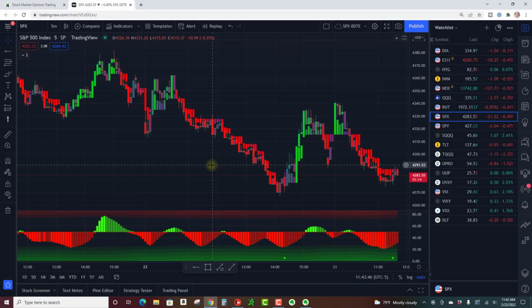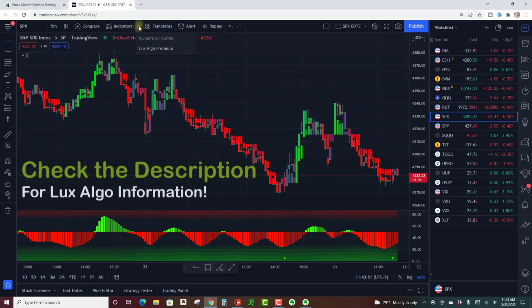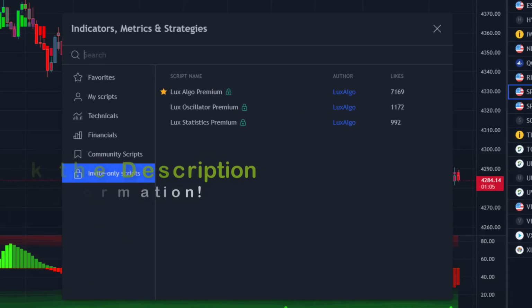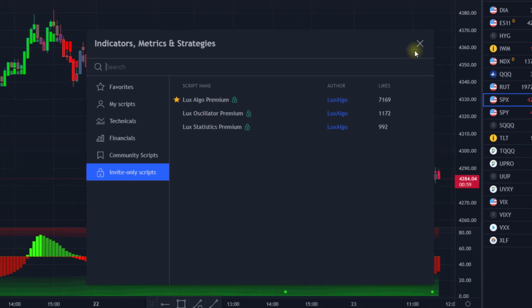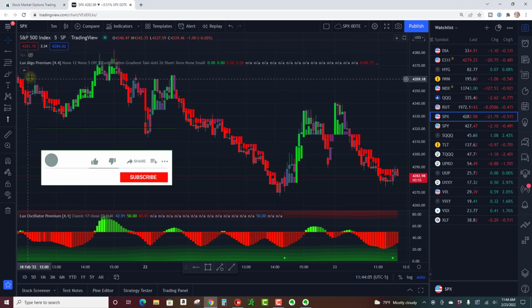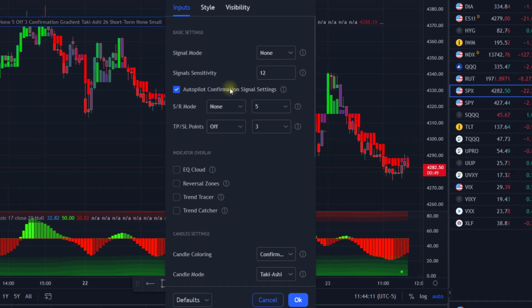So there's two indicators I'm using from the Lux Algo suite. These are the premium indicators, and once you're in TradingView, if you already have Lux Algo, you can come in here and add Lux Algo Premium and Lux Oscillator Premium. Those are the two that we're going to see on the chart, and we're going to go through all the details here. On the top we have the Lux Algo Premium, and on the bottom we have the Lux Oscillator. So let's quickly go into the settings and see what we're seeing, and then we'll talk through what each one of these things does.